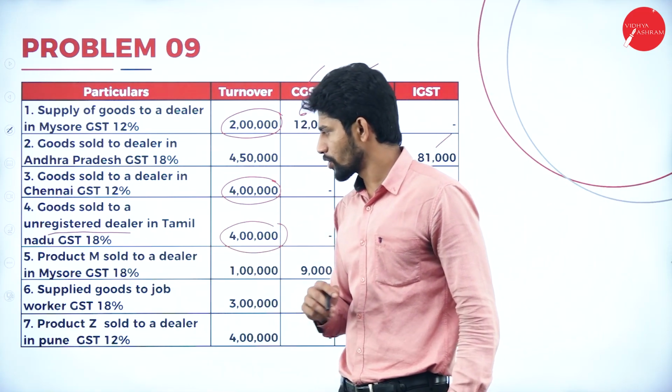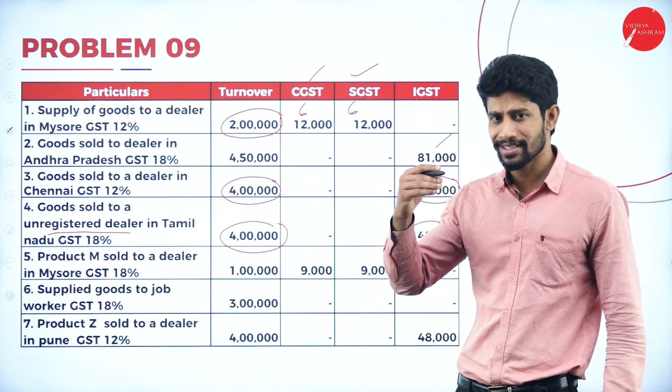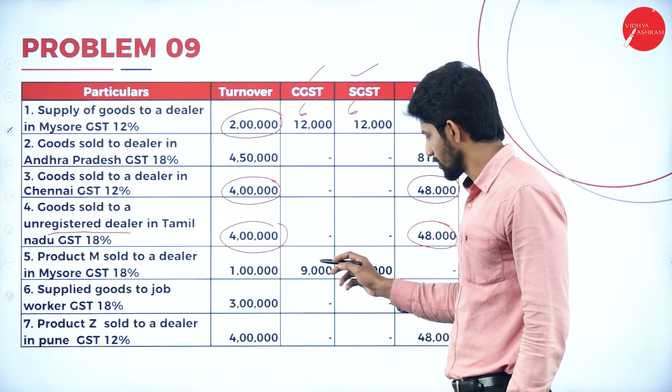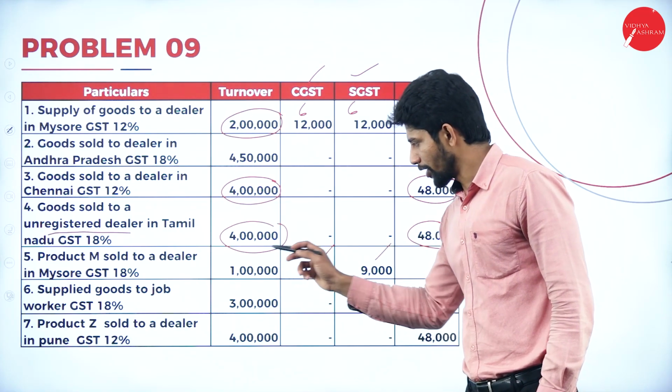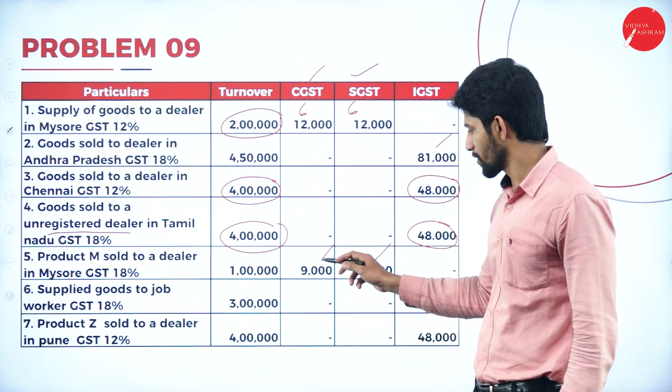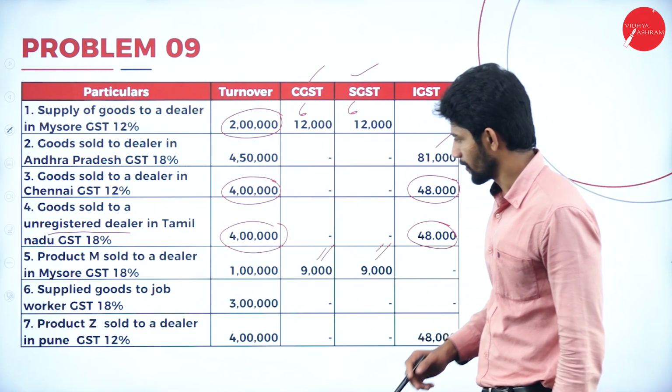Next, product M sold to a dealer in Mysore. Transaction is happening within the state. So, CGST, SGST is applicable. On 1 lakh, 18%. So, 9% CGST, 9% SGST.